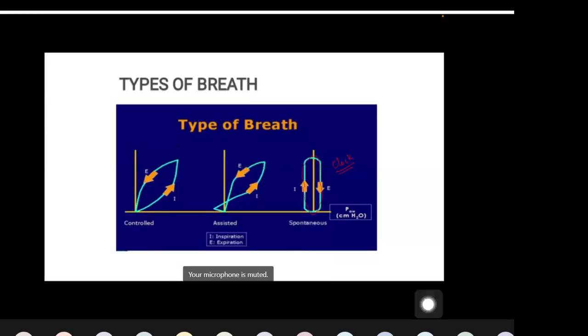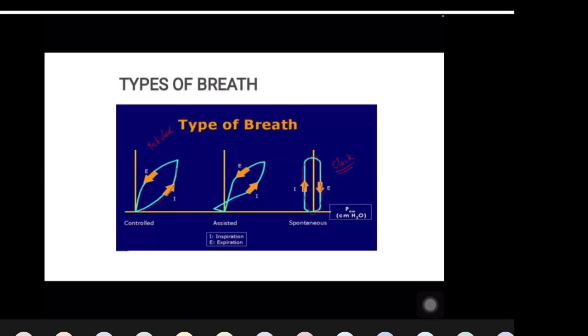Whereas in the case of a controlled mechanical breath, it is a positive pressure ventilation, so it always runs in an anti-clockwise manner. This is inspiration that is occurring, and this is expiration that is coming down. And when it is an assisted breath, we can see inspiration occurring and expiration coming, it touches the baseline. After that, the patient makes an effort, and then it again comes out, which is assisted by the ventilator.